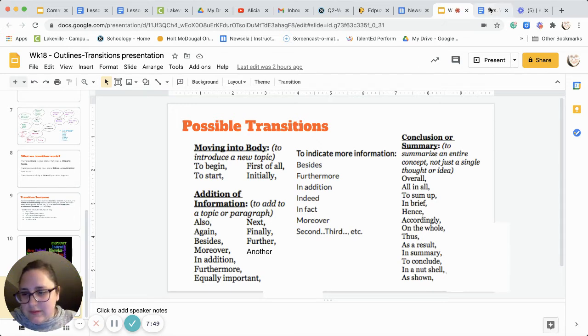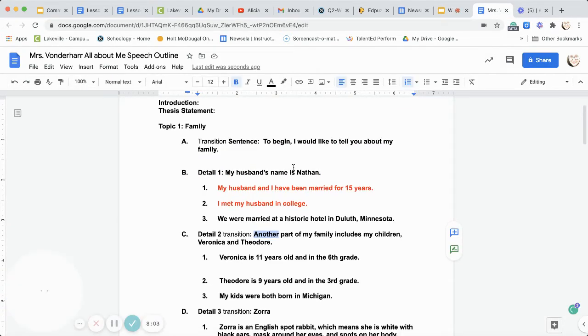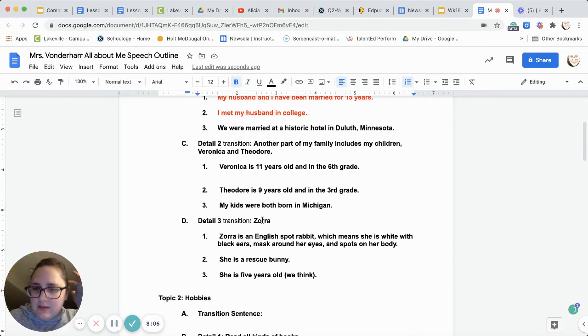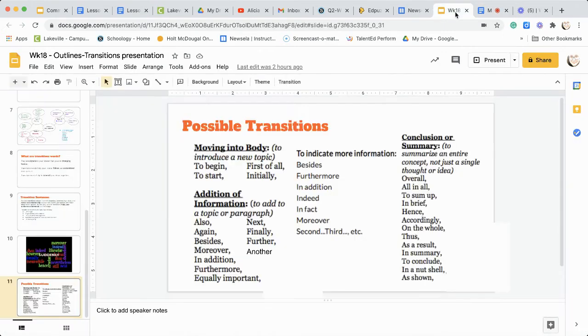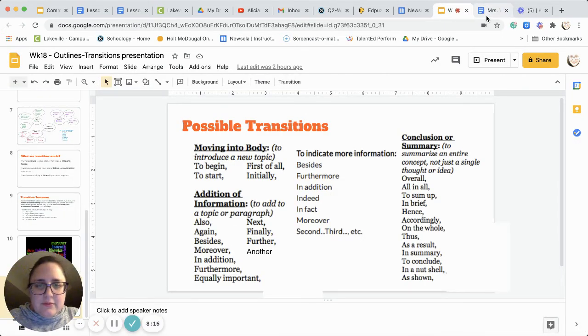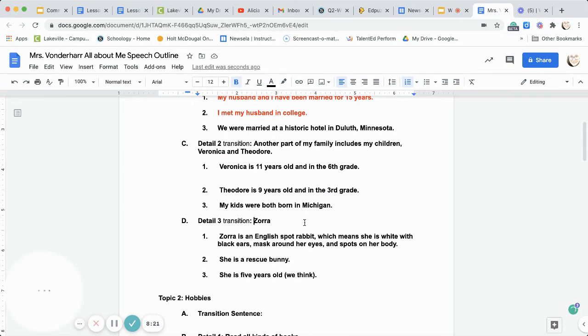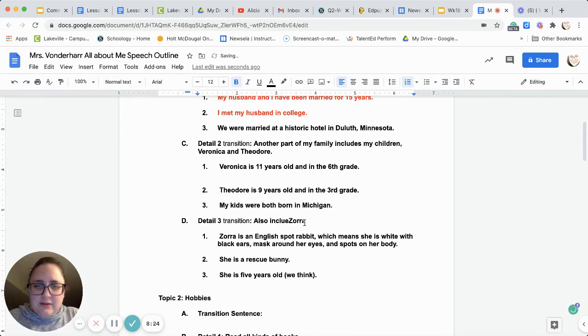Now let's talk about Zora. Since everybody loves Zora, we need to talk about Zora. So we have besides, furthermore, in addition, indeed, in fact, moreover, finally, further. All right, we've got some good words here. Let's see what strikes us. Our third detail is our Zora bunny. Let me see which one I like. Also, let's use also. Also included in my family is Zora, our pet rabbit.